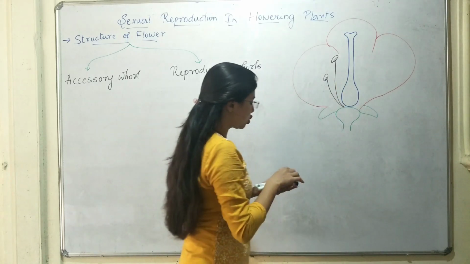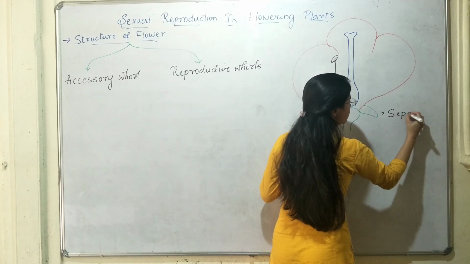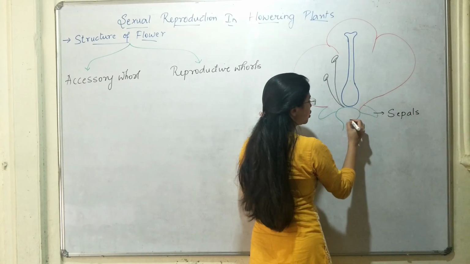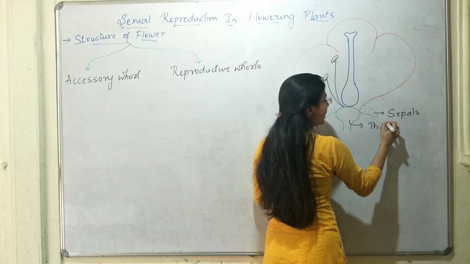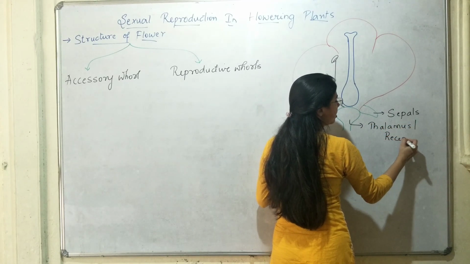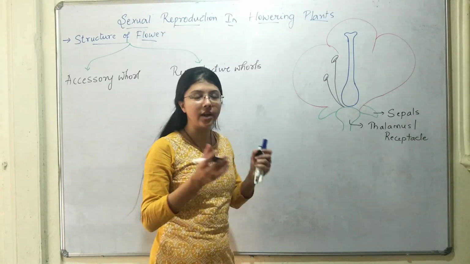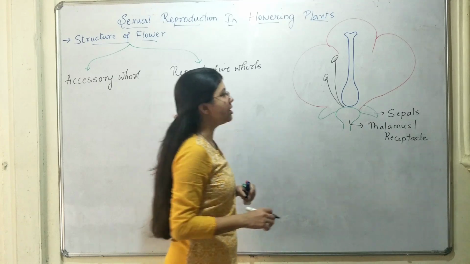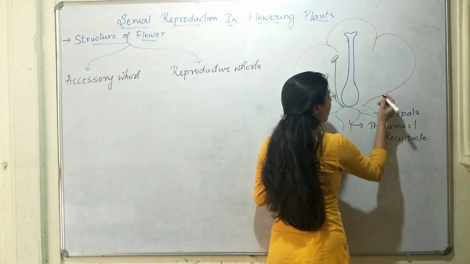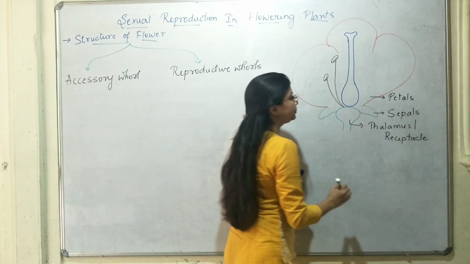Okay. If you see the structure of the flower, this green colored part is called the sepals. Now all the parts of the flower are going to reside at a base which is called the thalamus, or it can be called the receptacle. So the green colored structure which protects all the inner parts of a flower is called the sepal. The colorful parts of the flower are called the petals.